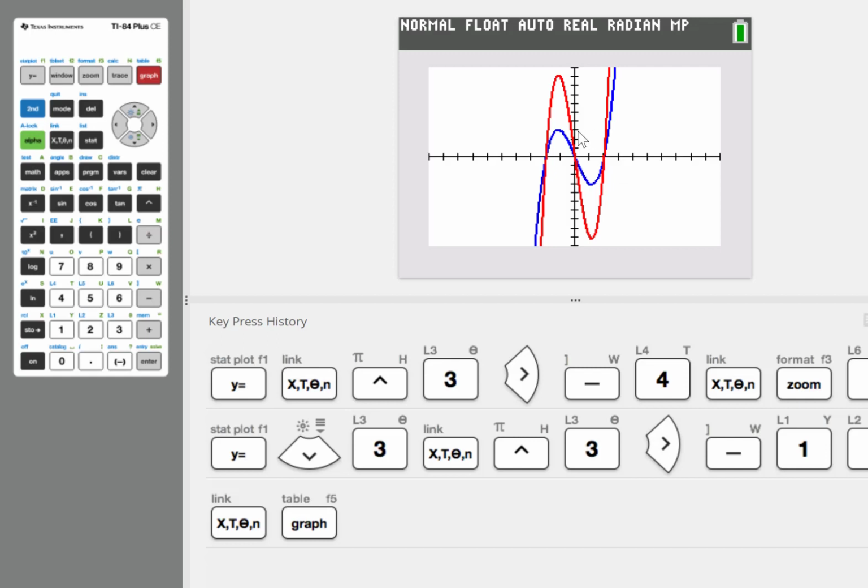And you can see that on the picture. For example, it looks like this blue high point happened right around 3, whereas the red high point happens right around 9, about 3 times as much.